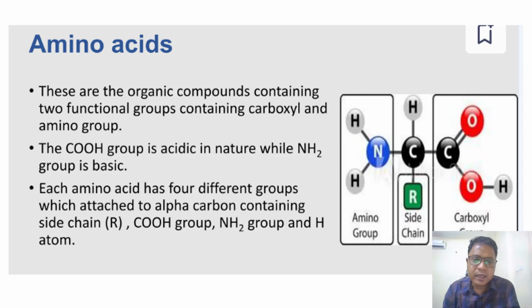These are organic compounds containing two functional groups: one is a carboxylic acid, another is an amino group. The carboxylic group is acidic in nature, while the NH2 is basic in nature. Each amino acid has four different groups attached to the alpha carbon: a side chain R, a carboxylic group, an NH2 group, and a hydrogen atom.